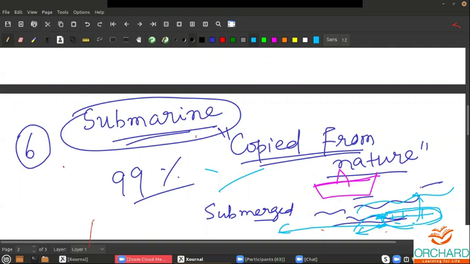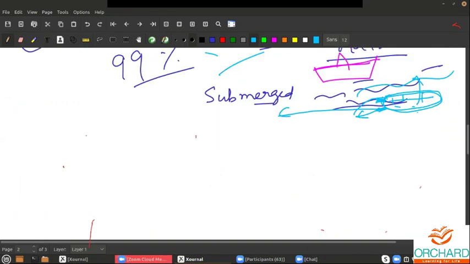There may be so many examples. Even you can say the structure of cars and buses. Every bus has a front end like this. Is there any bus which has a flat front end?